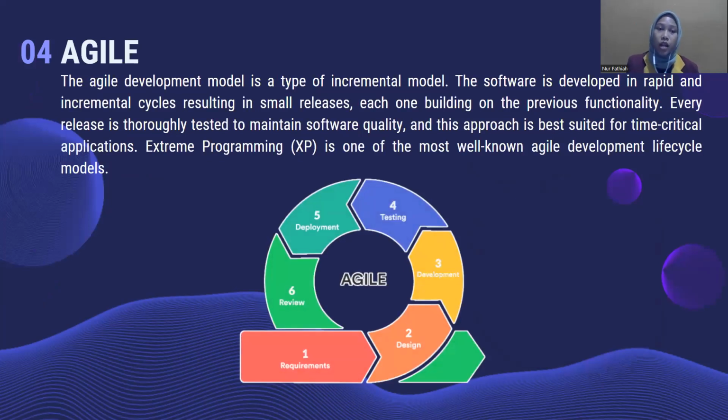The next model is Agile. The Agile development model is a type of incremental model. The software is developed in rapid and incremental cycles, resulting in small releases, each one building on the previous functionality. Every release is thoroughly tested to maintain software quality, and this approach is best suited for time-critical applications. Extreme programming, or XP, is one of the most well-known Agile development lifecycle models. So, the Agile model begins from requirements, and then design, development, testing, deployment, and the last is review.